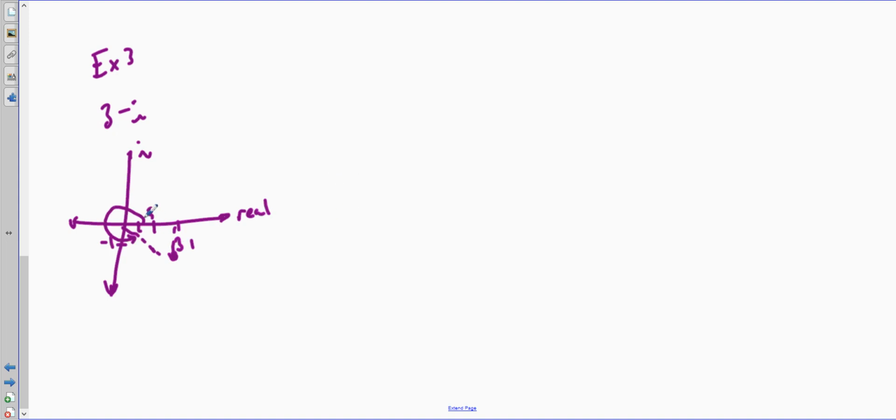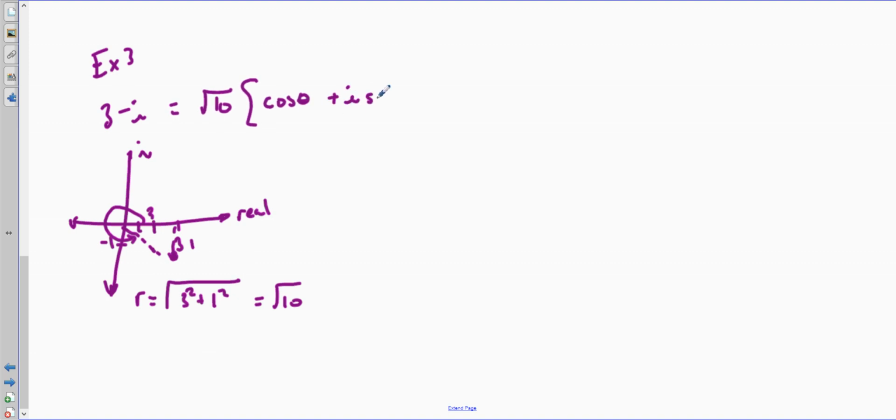Now, this angle is not a real nice one. 3, 1, 3. Well, square root of 3 helps us out, but that's not good. All right, so let's first figure out our radius, our r value. That's going to be the square root of 3 squared plus 1 squared, which is going to be the square root of 10. Okay, so we found our r. So this is going to equal the square root of 10 times the cosine of the angle plus i sine of the angle.